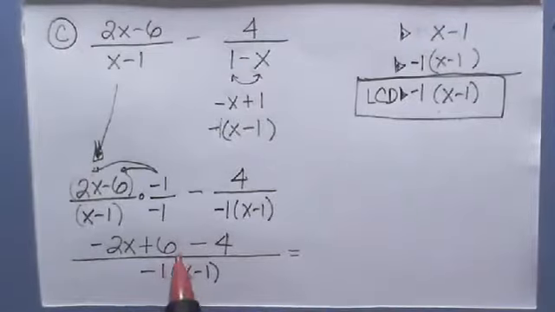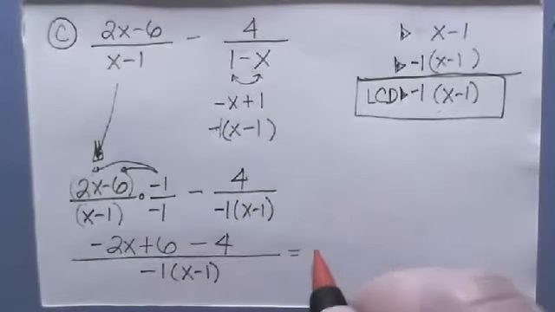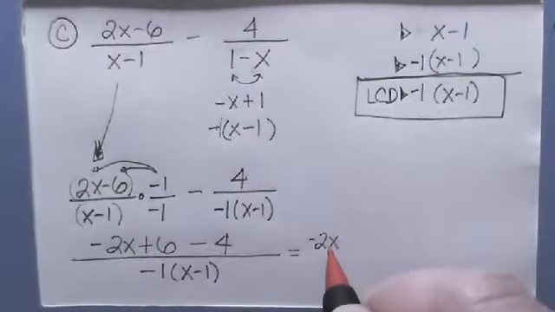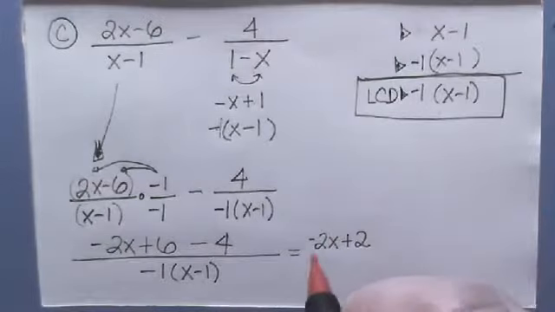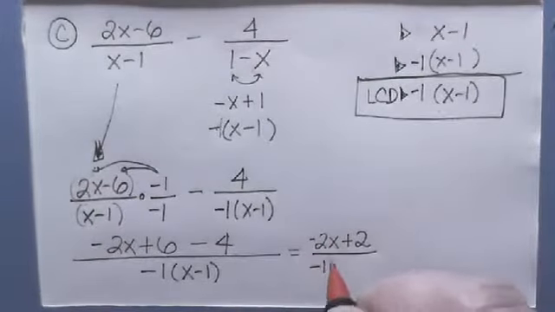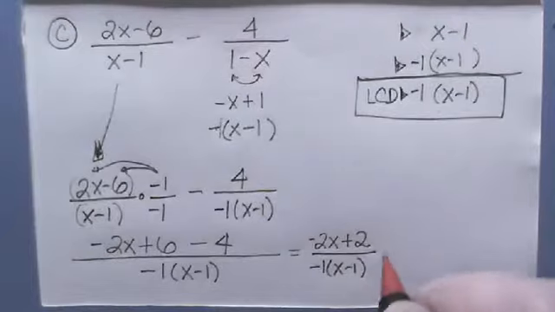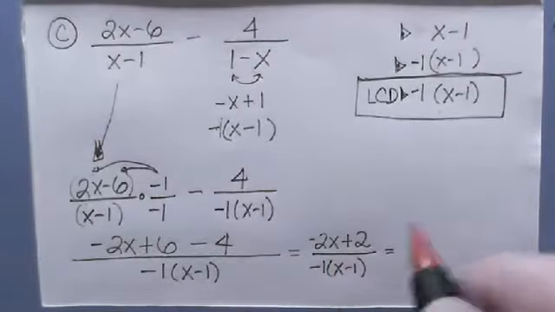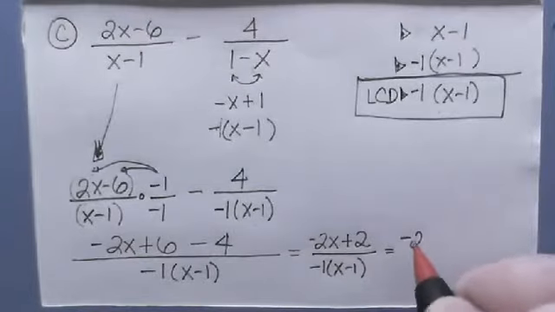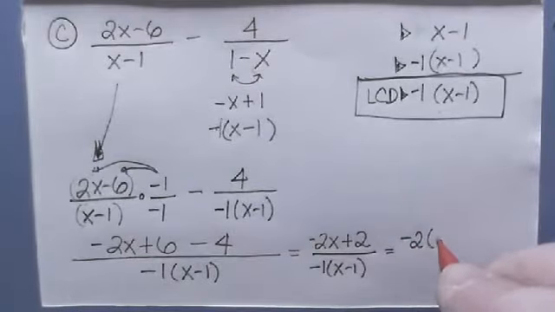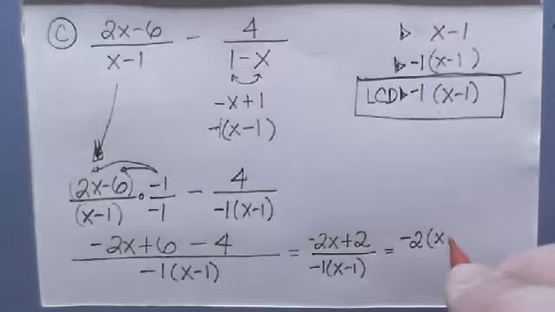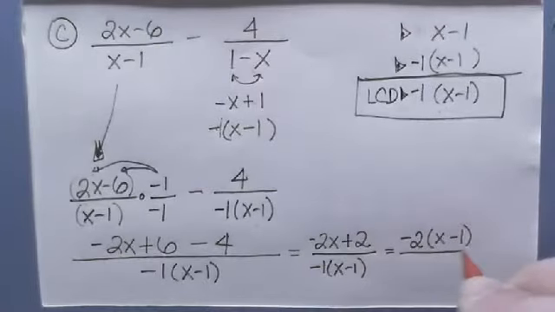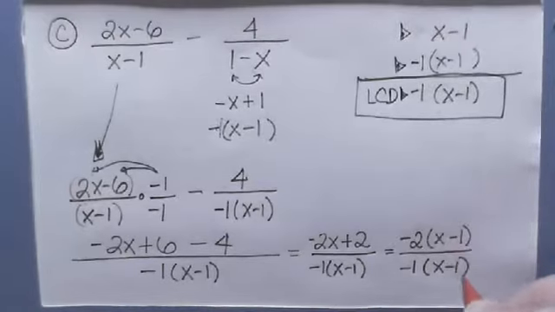Okay, notice here that we can combine like terms. 6 and 4 becomes -2x plus 2 over -1 x minus 1. We also can ask ourselves, can we factor anything here? And you bet, we can factor out a -2. So that means this becomes x minus 1. And here, on the bottom, I have -1 x minus 1.